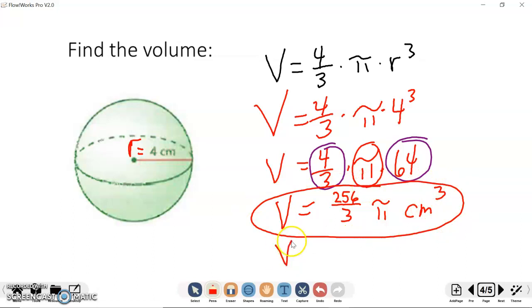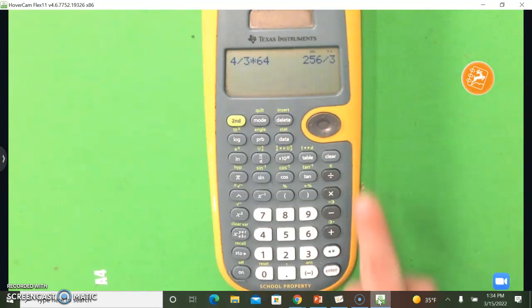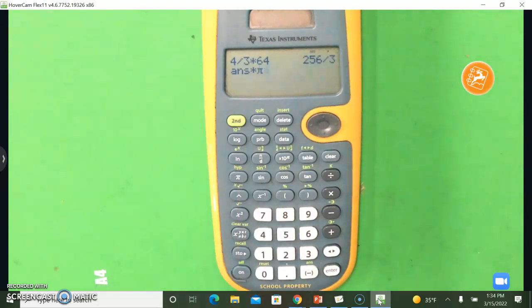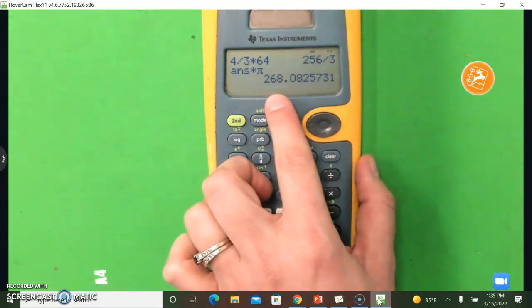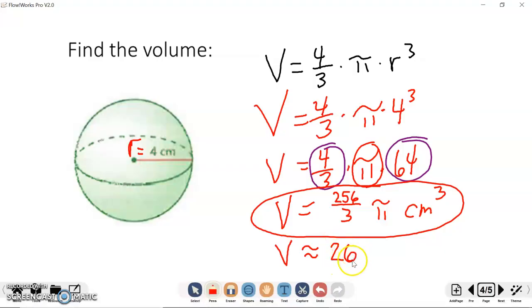Now, if we wanted to solve it all the way out and get an approximate value here, then we're going to multiply that 256 thirds times pi. So we'll take our answer and multiply it by our pi. Remember, our pi button's over here. And if we are rounding to the nearest tenth, we would get 268.1. And we're still using centimeters to the third power. So that's our approximate value there.